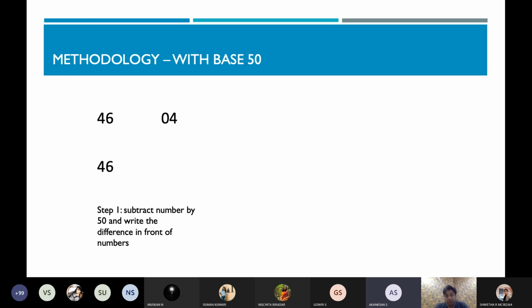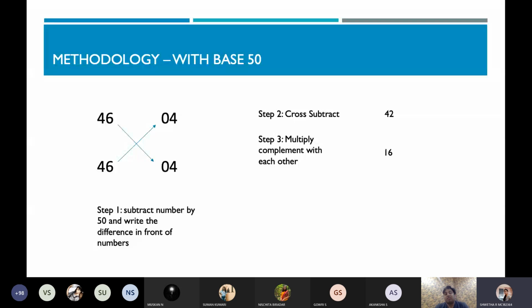4. Again, we cross subtract. 46 minus 4 is how much? 42. And 4 into 4 is how much? 16. Now, there is another step where you have to divide step 1 again by 2. 42 divided by 2 is how much? 21. So your answer is 2116.